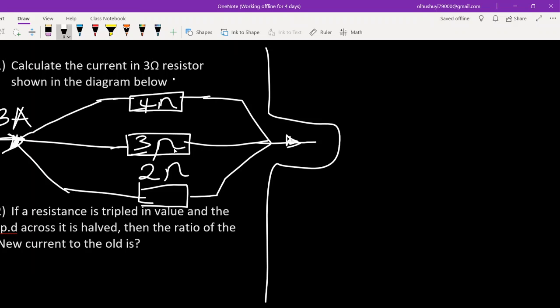Let's calculate the current flowing through this. We already have the current in the whole circuit. Which means we should look out for what? One, the combined resistance, which is the equivalent resistance. Then the potential difference. Since it is the same for each of them, we're going to use it for the 3 ohms. So that's all. Let's go. We have the equivalent resistance.